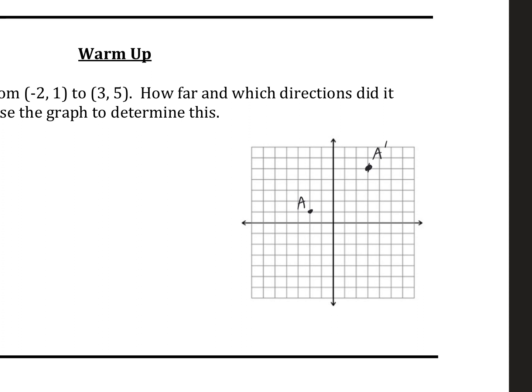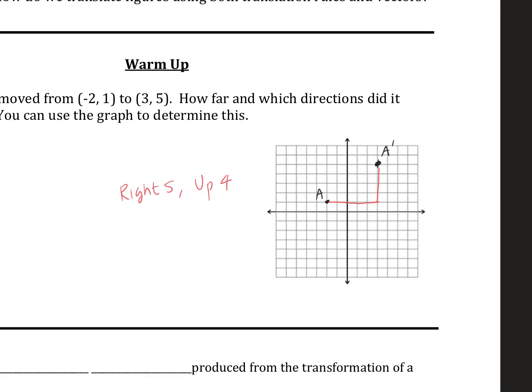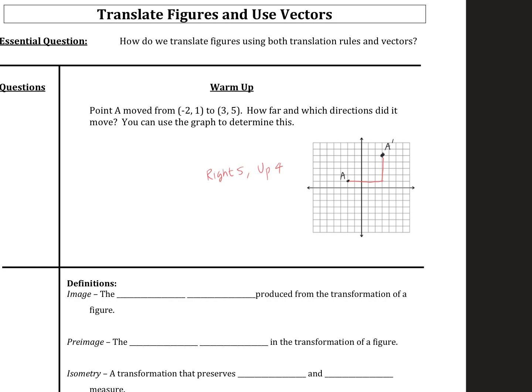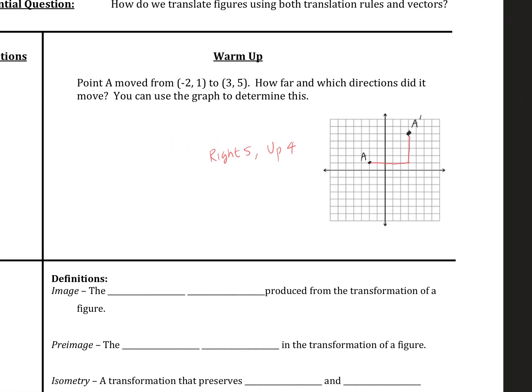So how far do we go, left or right and then up or down? To go from A to A prime, do we go left or right? We go right. How far right is that? 1, 2, 3, 4, 5. We went right 5, and up 4. That's all it's asking, how far did it go. So that would be a translation from A to A prime: right 5, up 4.